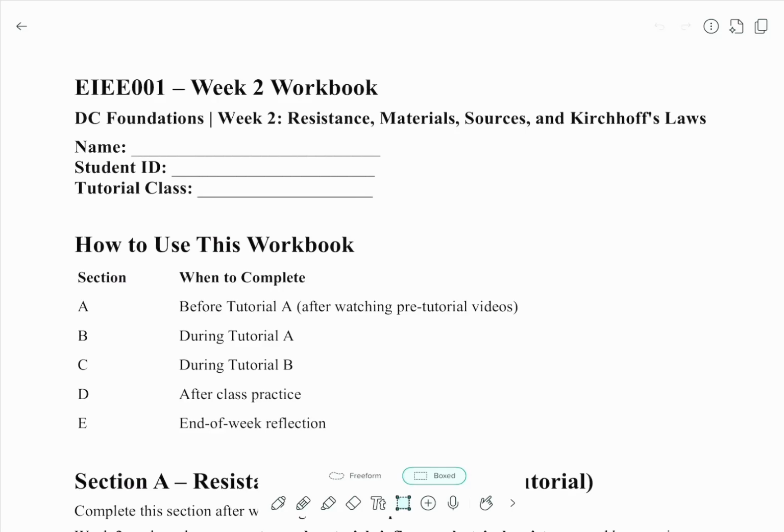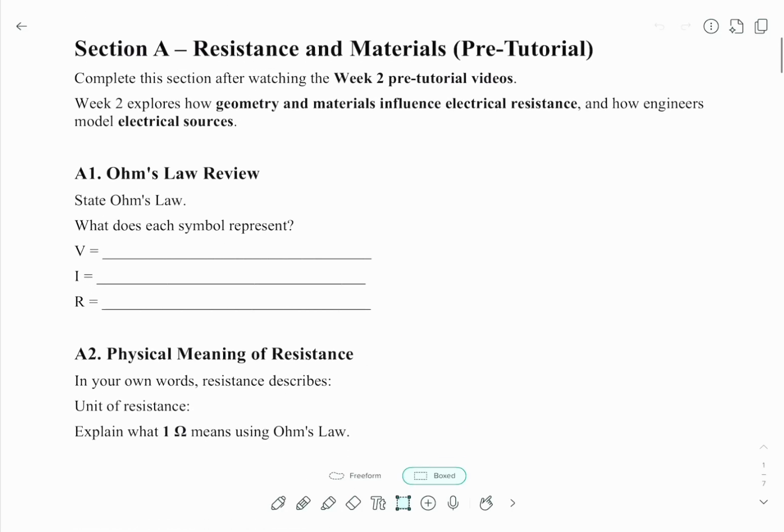This is the week 2 workbook. Let's recap some of the basics: Ohm's law.